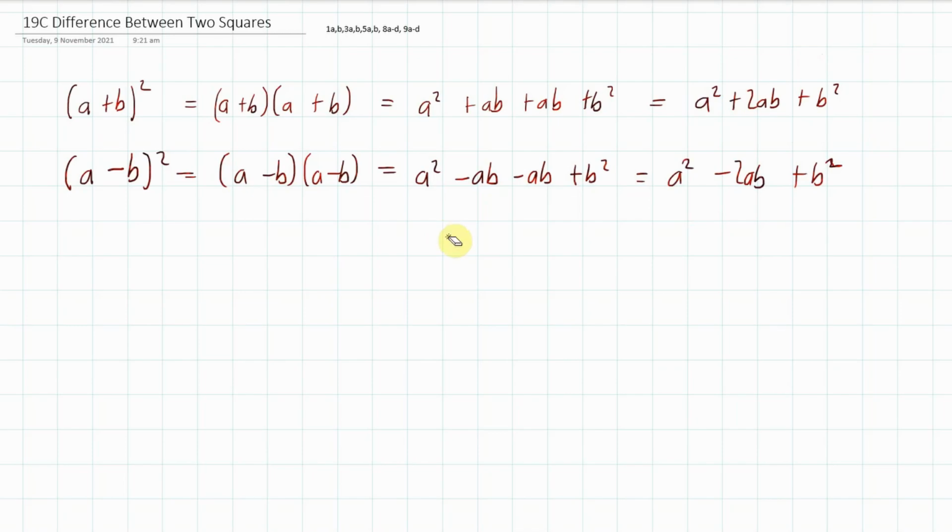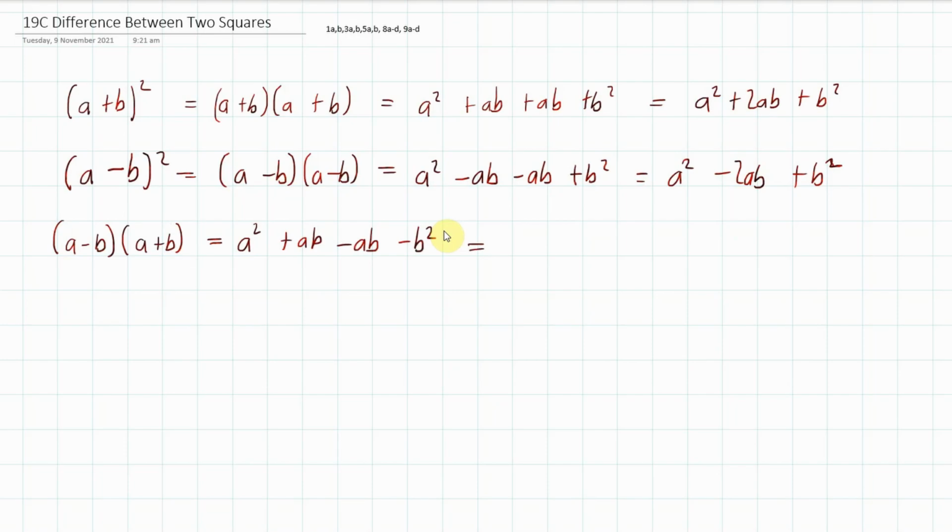Now the one that we're really going to focus on and that's going to become more and more useful is something called the difference between two squares. And it's when we have something like this. Now I'll expand this out and then you'll see why it's called the difference between two squares. Okay, so we're going to go a times a for F, which is firsts. Then we're going to do O, which is outers, so it'll be a times positive b, which is plus ab. Then we're going to do inners, minus b times a, which is minus ab. And then lasts, minus b times b, so that'll be minus b squared.